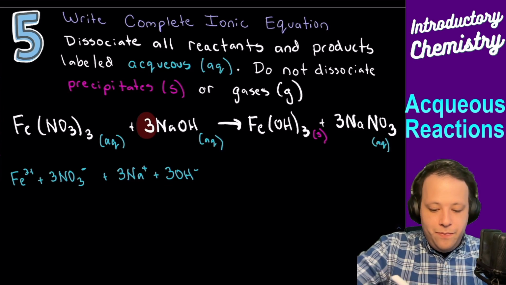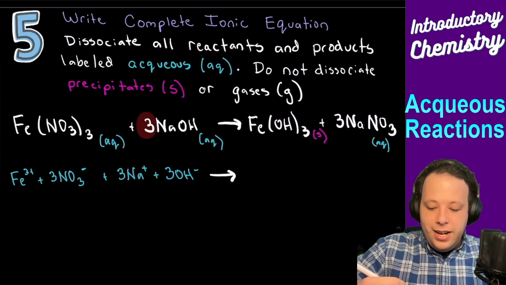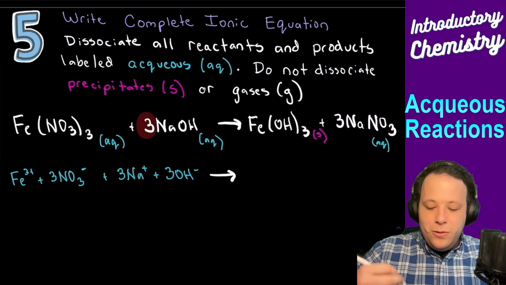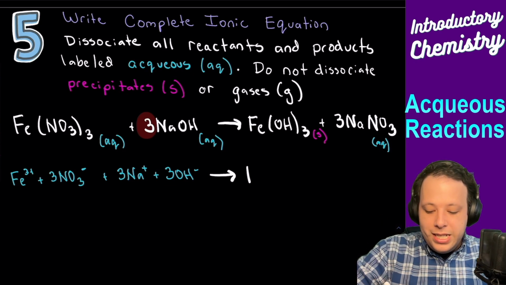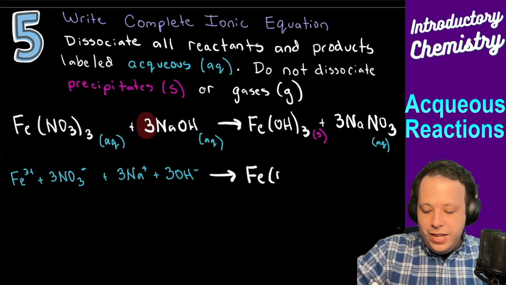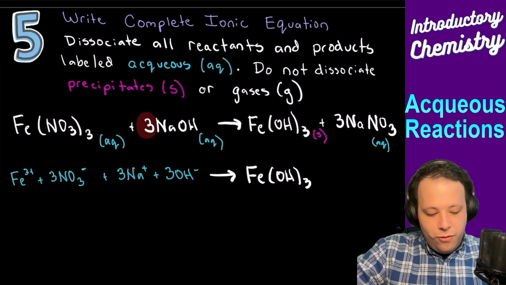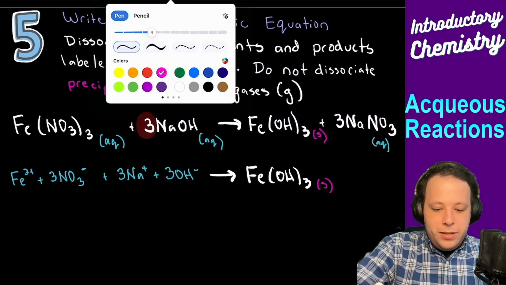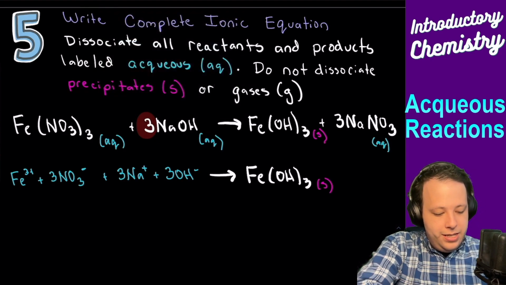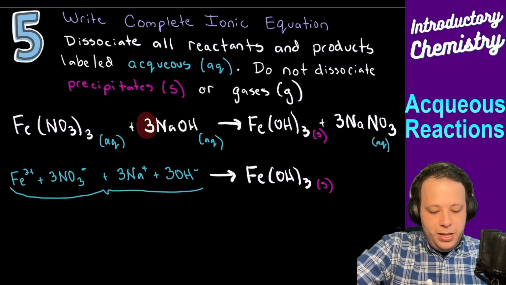So the next one is iron hydroxide. So when that breaks apart, we found out that was a precipitate. So that stays as Fe(OH)3, and that's going to stay as a solid. All of these other species on the left-hand side, these are all going to be aqueous.